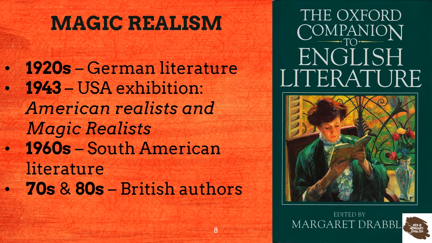According to my well-thumbed Oxford Companion to English Literature, the term magic realism was first coined in the 1920s to describe tendencies in the writings of some German authors. In 1943, an exhibition was hosted at the New York Museum of Modern Art, featuring the work of American realists and magic realists. It was the first time that an attempt was made to describe this type of writing.